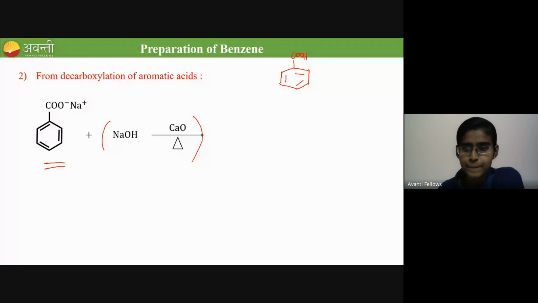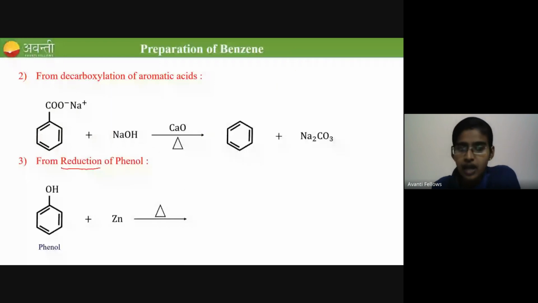It is soda lime. Just turn to your alkanes preparation, you will find this. Very good. It is soda lime mixture. So what will happen if we treat the compound with soda lime? Na2CO3 will come out, and this hydrogen will go and form the bond with this carbon. We will get C6H6. Okay, so this is the decarboxylation preparation.